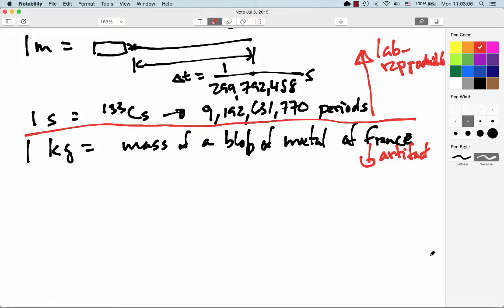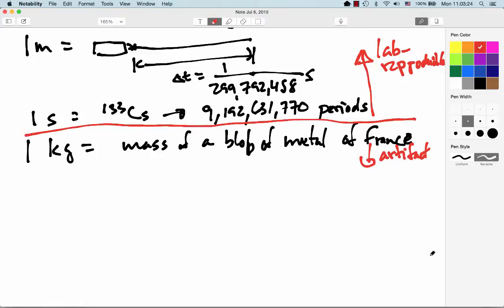Turned out the last time they did this, the thing that everyone is quite clear on is that for some reason the mass of the blob of metal in France got heavier. All the copies are still reasonably consistent with each other, but definitely the blob of metal in France got heavier.